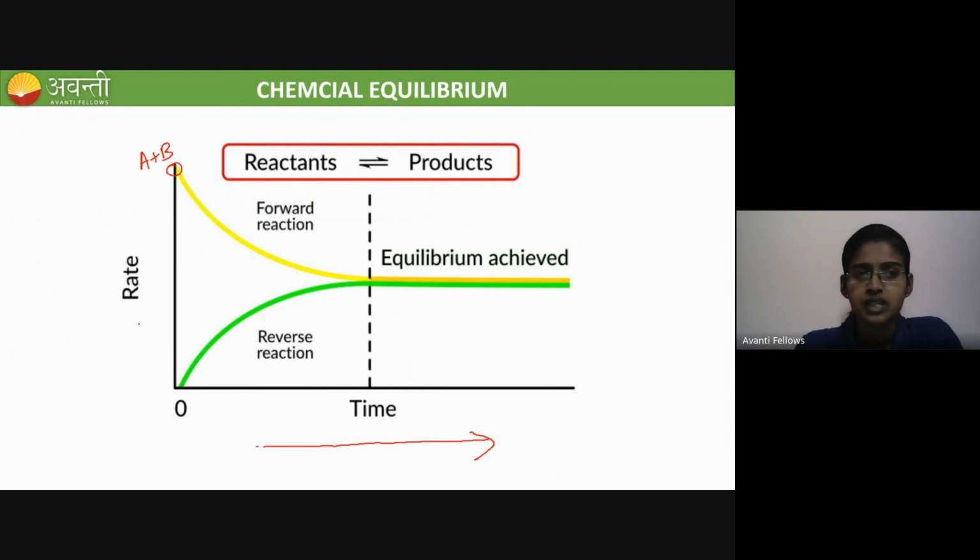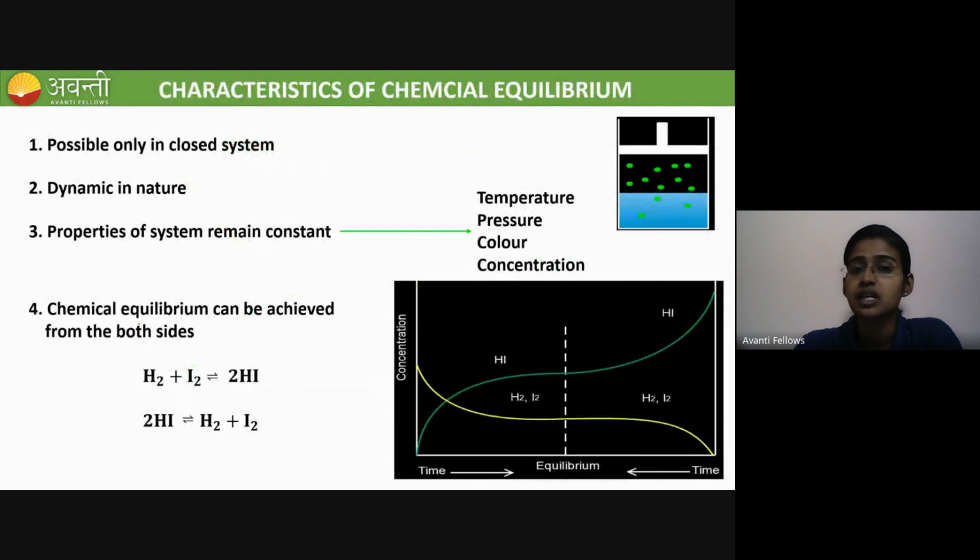Now let us discuss the characteristics of chemical equilibrium. The very first characteristic is that chemical equilibrium is possible only in a closed system, not in an open system. It is dynamic in nature, not static; it will always be moving. Properties like temperature, pressure, color, and concentration remain constant. They will not change for a chemical equilibrium system.